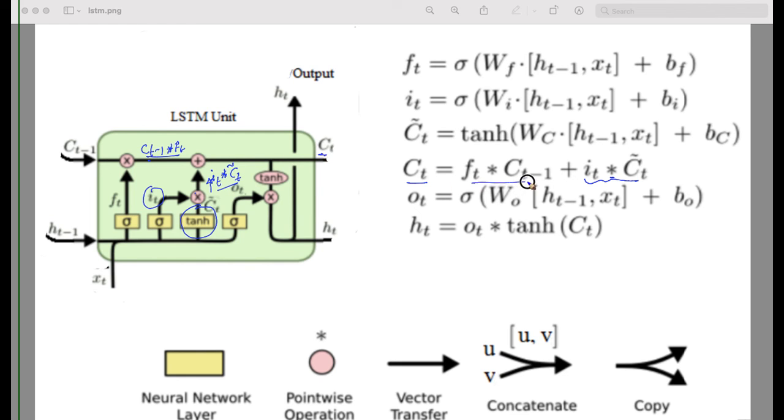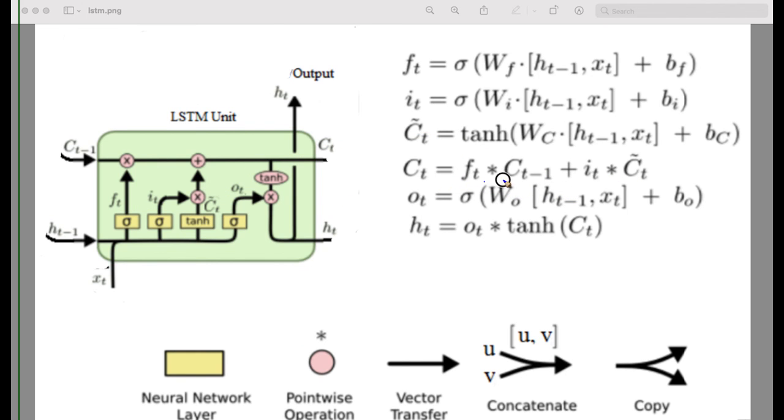So CT is the addition of two pointwise multiplications. This one, which is coming from this, and this is coming here. So that is the final output, that is the final cell state. So computation of the cell state is easy.